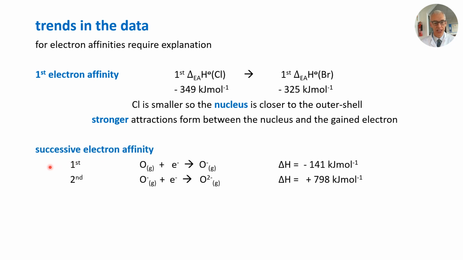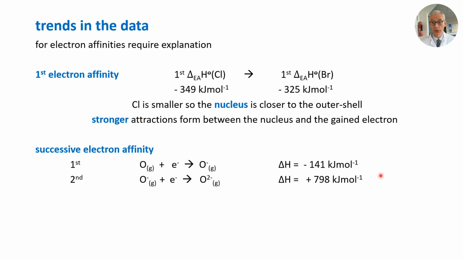Now, what about successive electron affinities? Here we see a difference from ionization energy trends, in that we have a discontinuity: the first electron affinity always tends to be exothermic and the second, not just for oxygen, tends to be endothermic. So please pause, come up with an explanation for that trend.